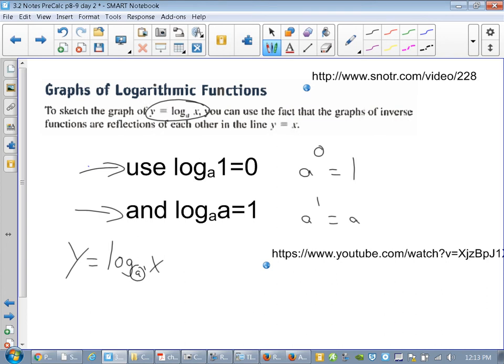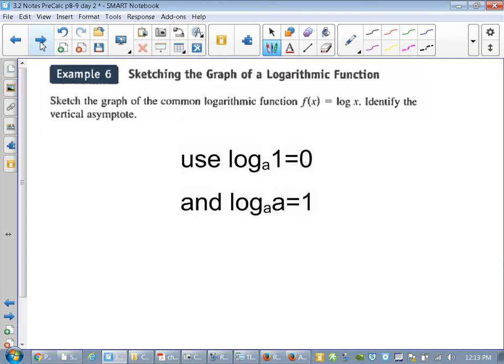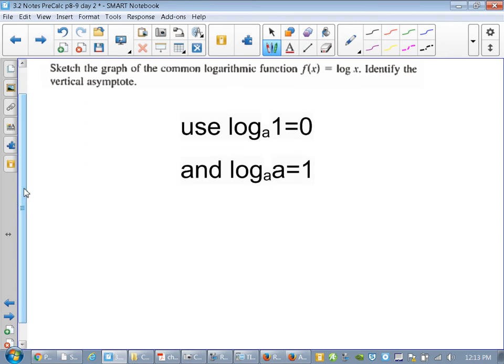Alright. So, let me show you an example here. Let's graph y equals log of x. If I want to look at just log of x, I want to think about, well, what's the base? It's base 10. And why is it base 10? It always is. If it's not written, it's automatically implied that it's a base 10. So I know that my a value here is going to be a 10.